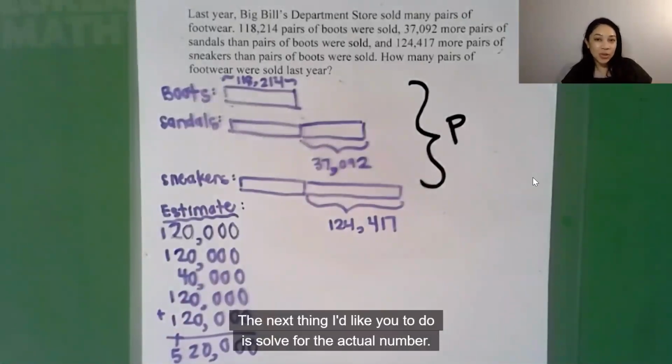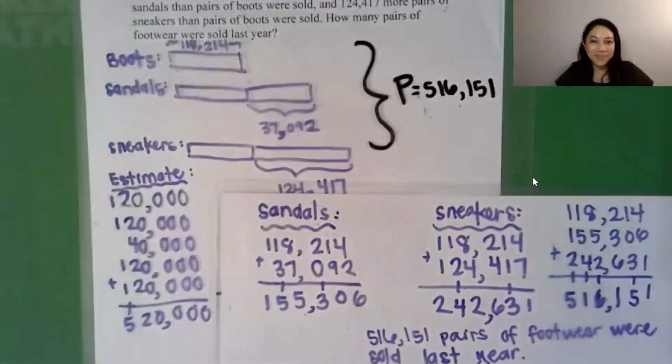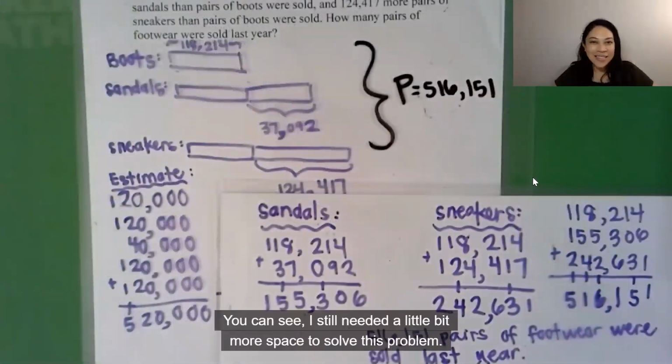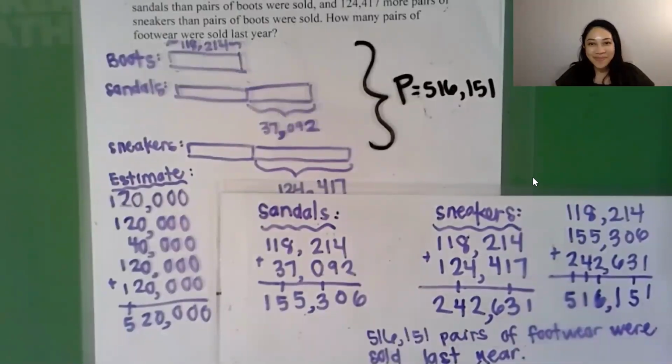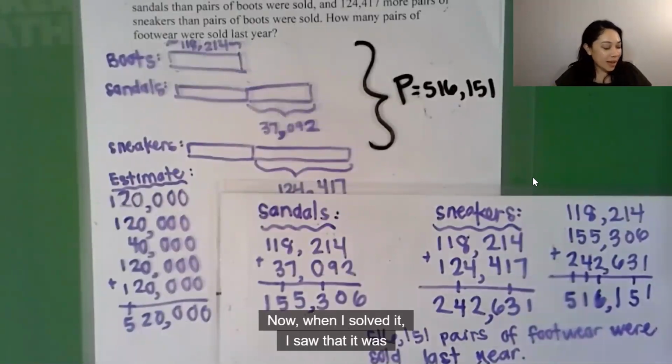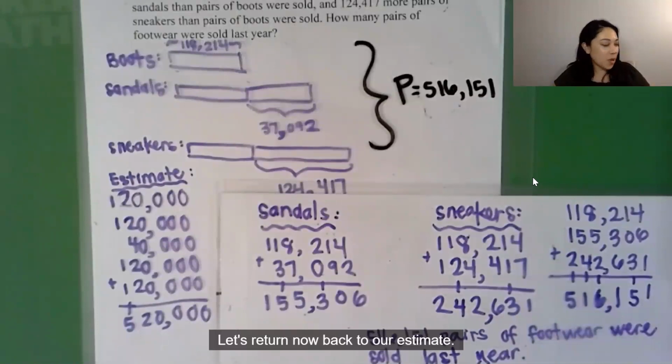The next thing I'd like you to do is solve for the actual number. Pause the video here to do that now, and then we'll compare afterwards. You can see I still needed a little bit more space to solve this problem. Go ahead and take a moment to compare your work with mine. Now, when I solved it, I saw that it was 516,151.